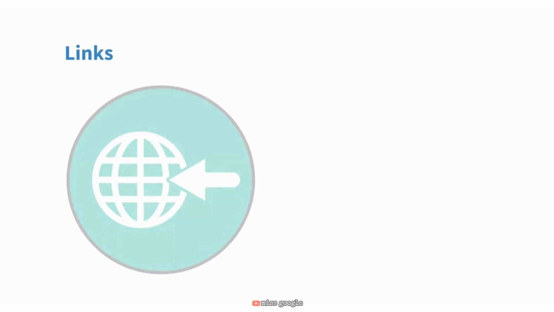Links are another important factor for SEO. As I mentioned earlier, a link is sort of like a vote for your website. If you have more links or better links, that means you'll rank better in search engines. Here's a few different ranking factors just for links.